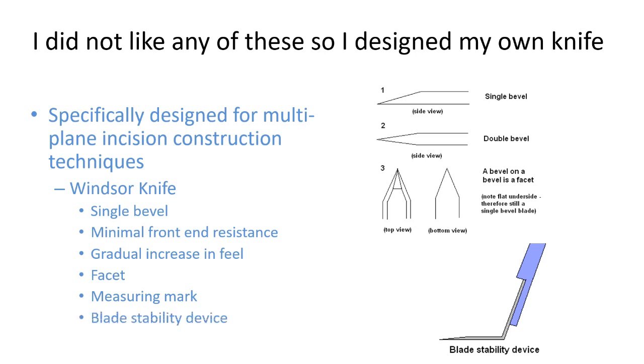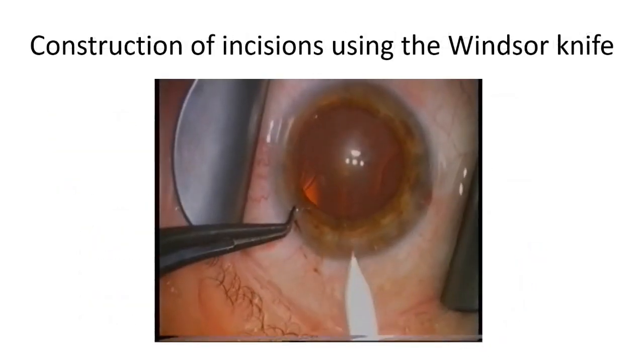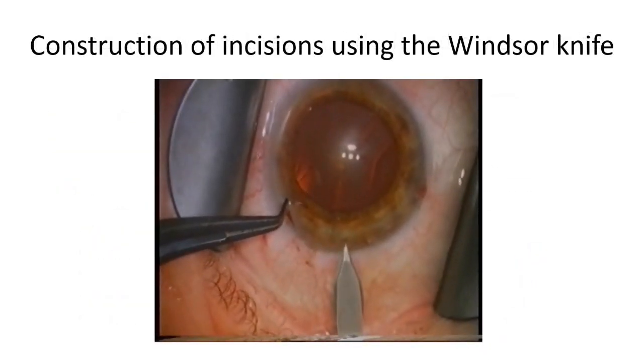It also has a blade stability device because this knife is made from flat stock steel, not eroded wire, and it means it's extremely thin, which is one reason why it has such good control as it goes through the cornea. So let's have a look at wound construction using the Windsor knife.